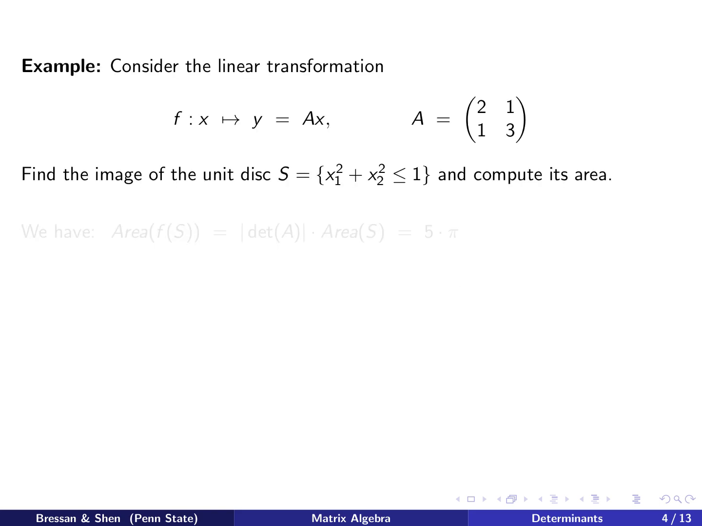Now let's take an example. Let's consider a linear transformation like this, where we give a matrix A, which is 2, 1, 1, 3. And then we want to find the image of the unit disk S, which is x1 squared plus x2 squared less than 1. So that is like a unit circle, an interior of the unit circle. And we want to compute the area of the image of that.